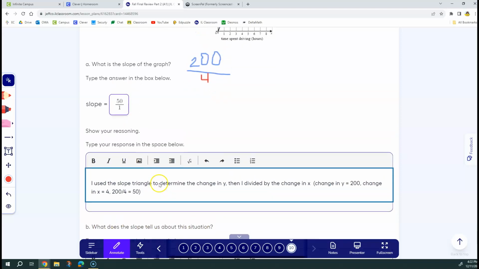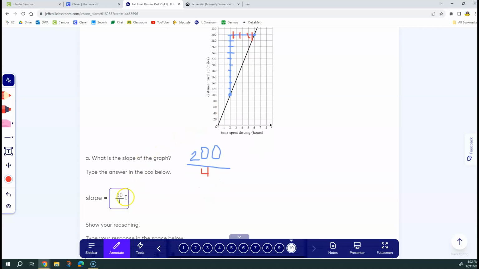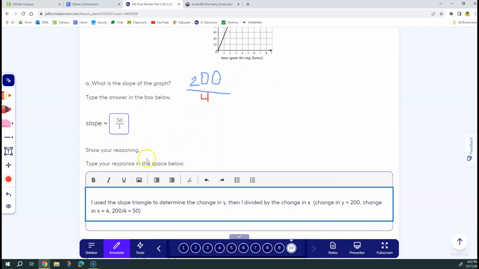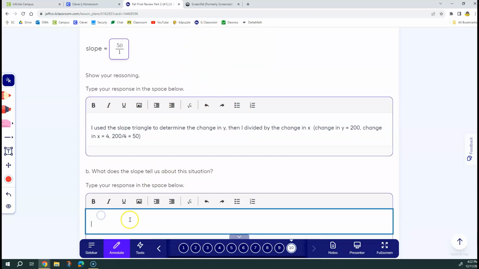Okay, and what does this slope tell us about the situation? Well, remember, we're talking about time spent driving in hours and distance traveled in miles. And on the slope, the top number is our change in Y, and the Y value is the distance traveled. So this tells us that 50 miles was traveled for each hour of travel time. Yep. So 50 miles per 1 hour.